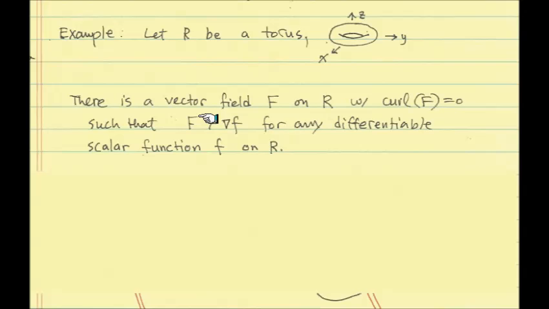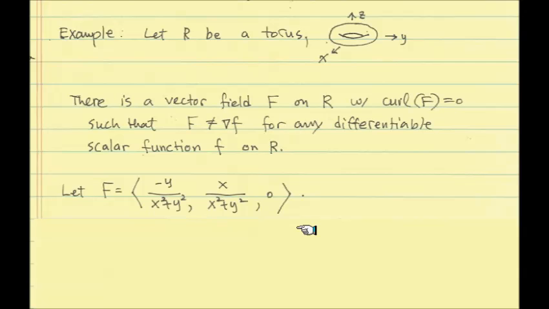And the claim is that there is a vector field F on this R, meaning that it is a thin solid E, with a curl 0, but it is not going to be a gradient vector field. The example turns out to be exactly the same example we looked at in detail. That's why we looked at it in detail, to understand this phenomenon a lot better.